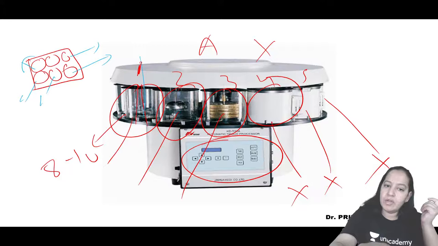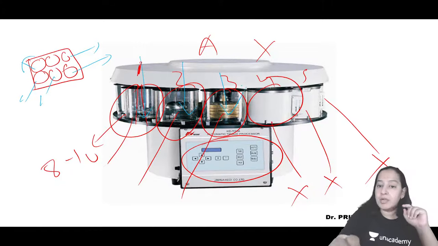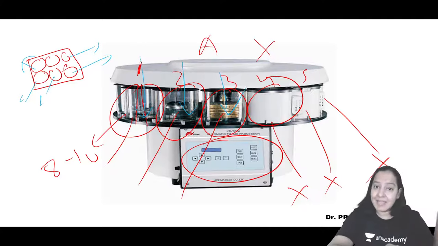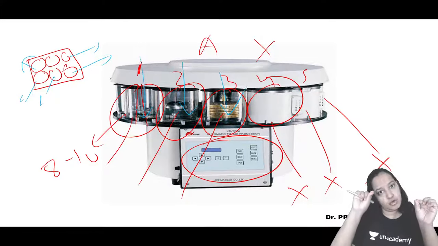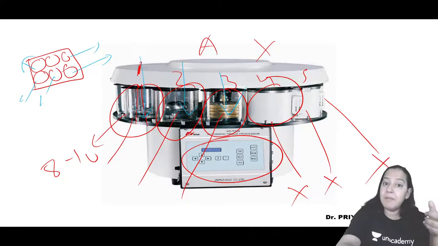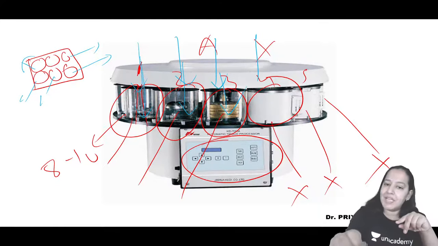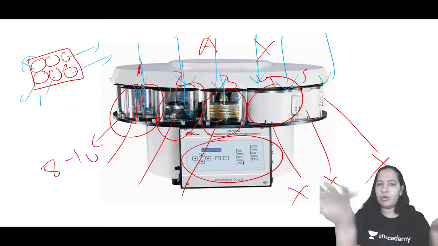So number one, you are using a dehydrant. Number two, xylene. Why are multiple passes of xylene used? Xylene is a clearing agent. It will make your tissue transparent. On a glass slide, you want your tissue to be transparent. So xylene will make your tissue transparent. So multiple passes in the alcohol and multiple passes in the xylene. So 8 to 10 containers are there.